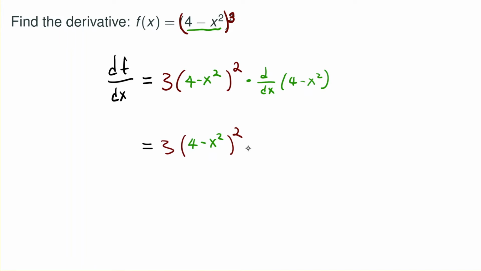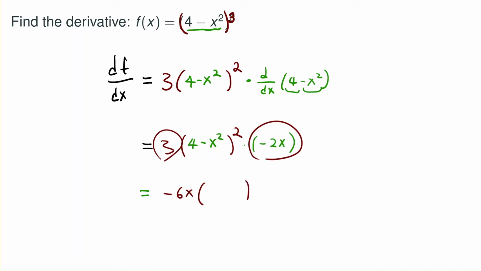And here we take the derivative. So for the derivative of each of these, we use the power rule. The derivative of 4 is 0. The derivative of a constant is 0. So this is 0. The derivative of negative x squared, by the power rule, we get negative 2x. Then we can simplify this. We can multiply negative 2x and 3. So we get negative 6x times 4 minus x squared, entire thing raised to the 2 power. So this is the derivative of this function.